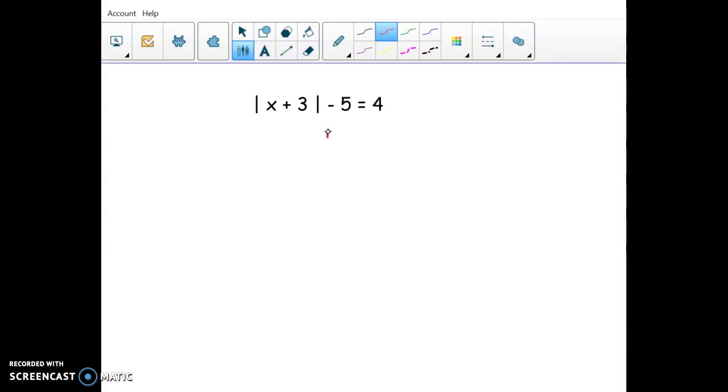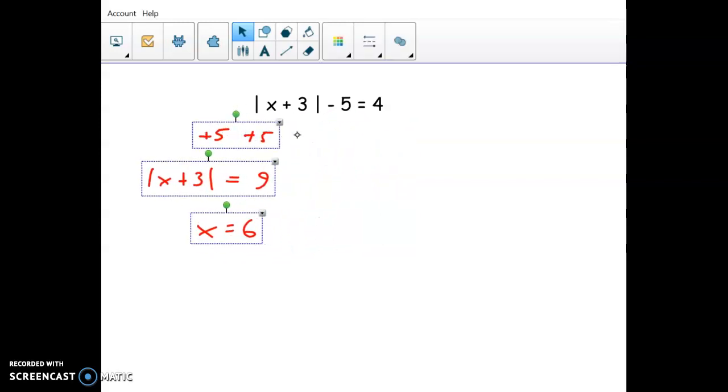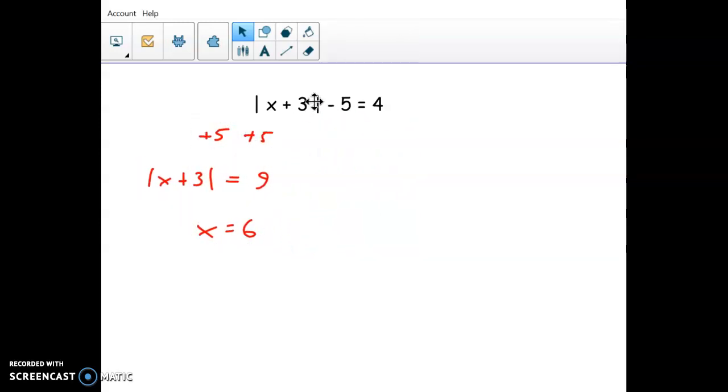So my guess is you did something like add 5 to both sides, and then minus 3, right? So we'd end up with x equals 6. But what actually happens with an absolute value is there's two answers to an absolute value equation. In general, there's two answers.